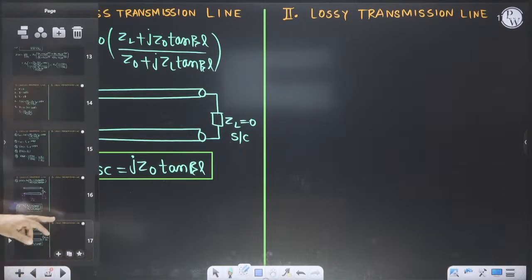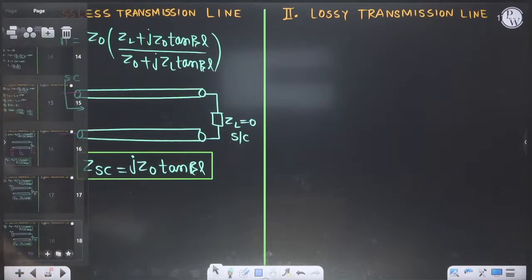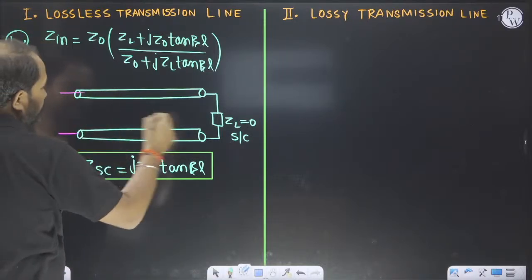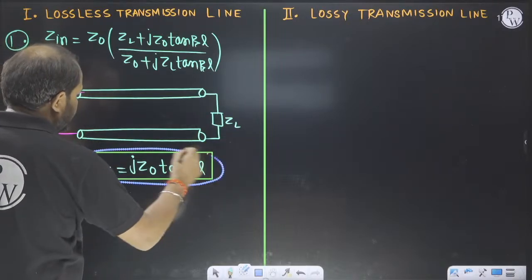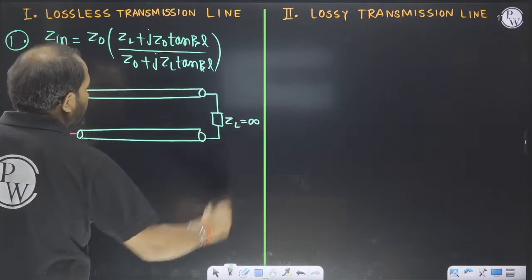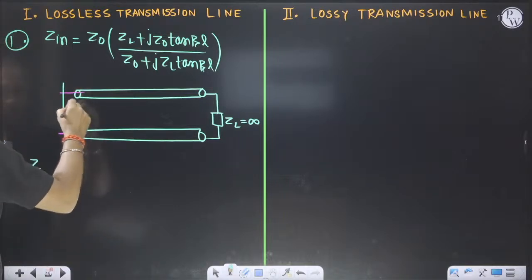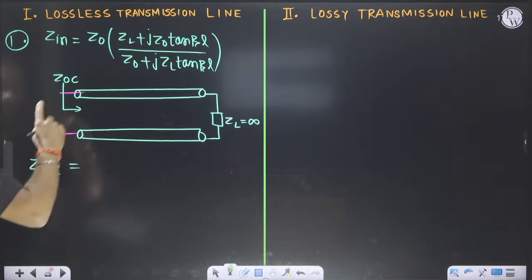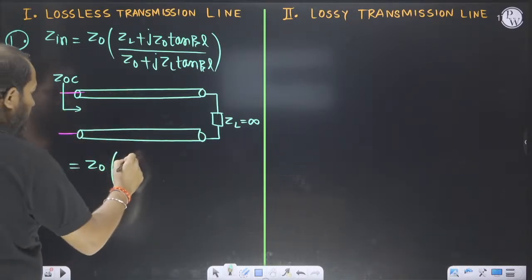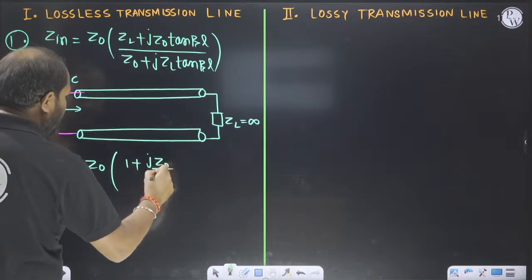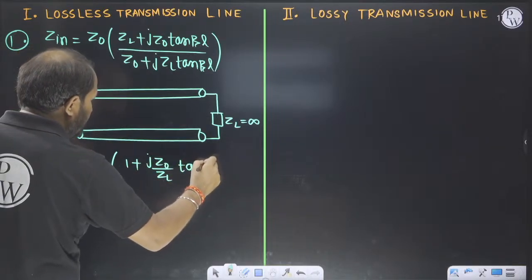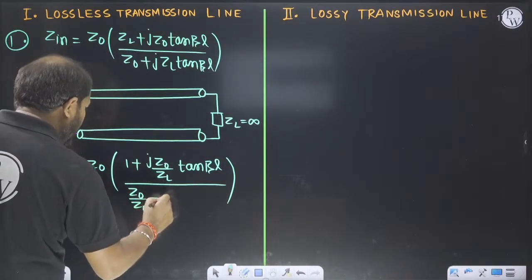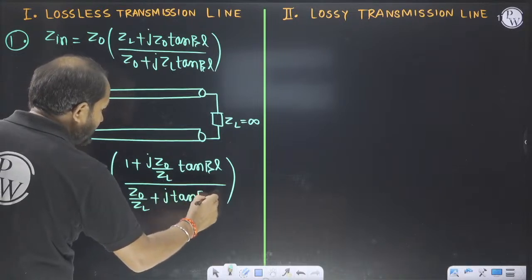So ZL is equal to infinite, then we have to derive for ZL is equal to infinite. That means open circuit. So ZL is equal to infinite, it will be ZOC is equal to Z0. I will take ZL common, 1 plus J Z0 upon ZL tan beta L, and second one is Z0 upon ZL plus J tan beta L.